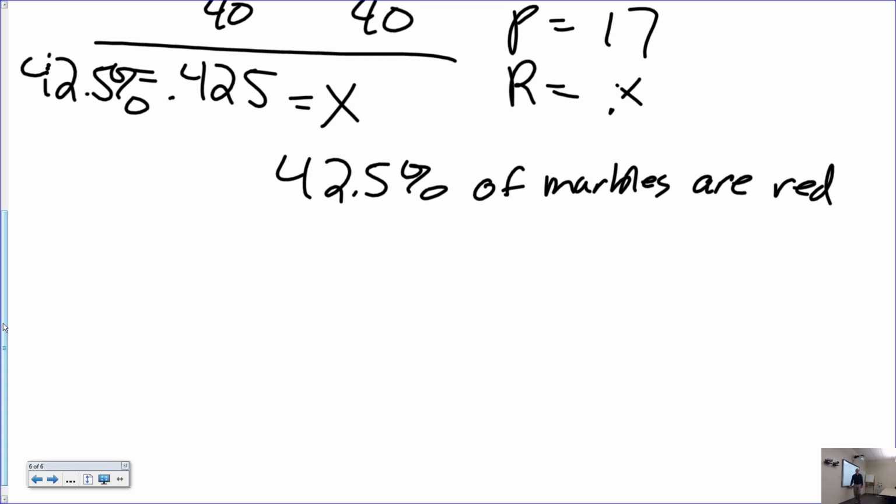What did the question ask for? What percent is the other ones? What percent are not red? How can I get that percent from up here on this problem, folks? Subtract from 100. All right. And you guys know what we call the subtraction from 100 of this percent? 57.5. That's what it is.